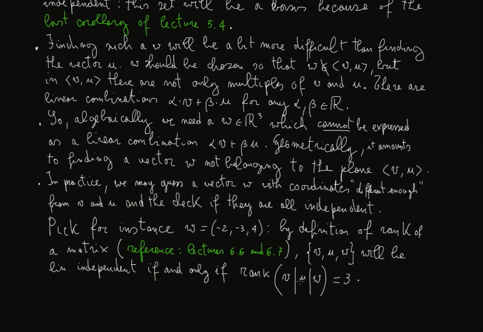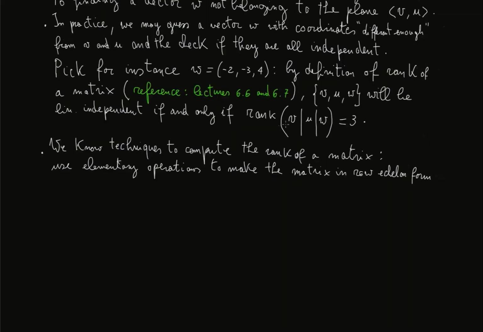Therefore, we reduce the question whether these three vectors are linearly independent to the computation of the rank of a matrix. What are the techniques that we have learned so far to compute the rank of a matrix? Well, we know how to use elementary row operations to make the matrix in row echelon form, and then we can tell the rank of this reduced matrix just looking at it, and we know that acting with elementary row operations will not change the rank of the matrix.